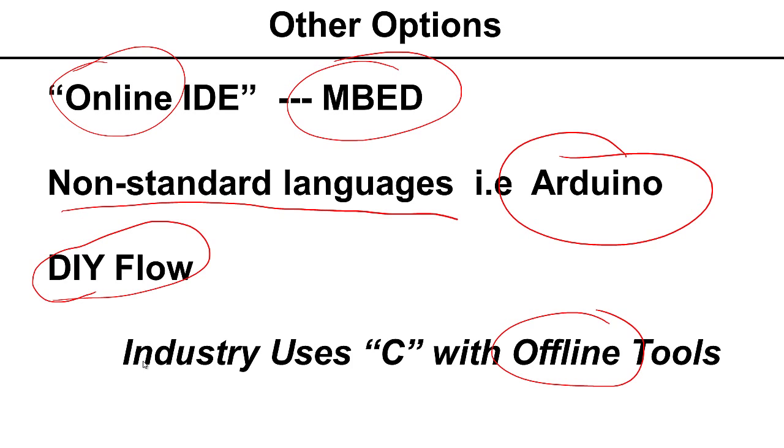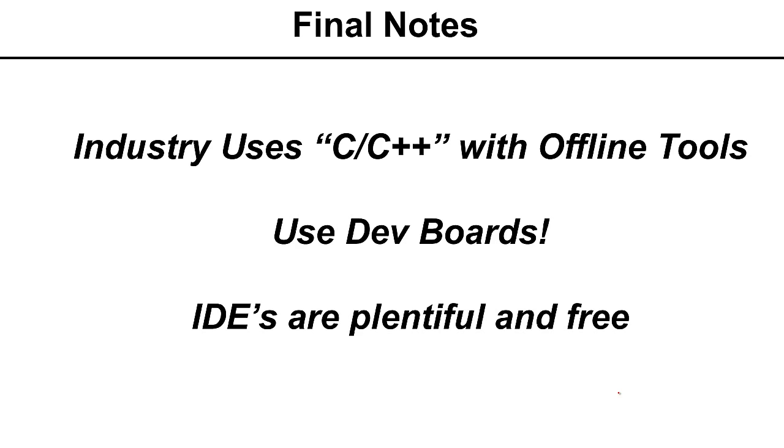But generally speaking, industry, meaning the people who make cars, the people who make stuff, they use C or C++ with offline tools. That is the standard flow. So final notes, you don't have to go that route, but more often than not, if you learn this, you're covered. Have fun with offline tools or online tools like Mbed or Arduino, but keep in mind, when you want to get down and dirty, that's how it's done.